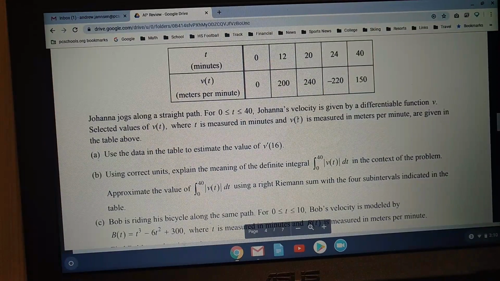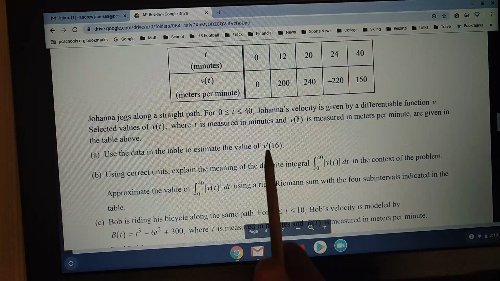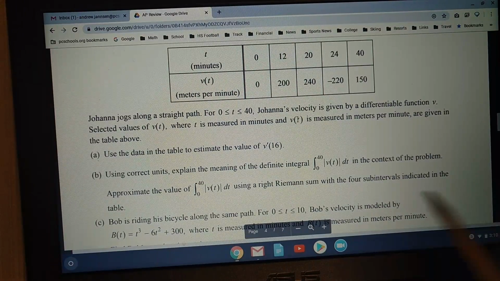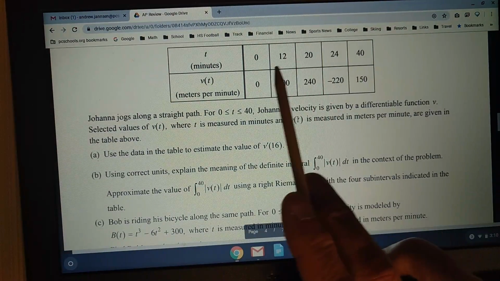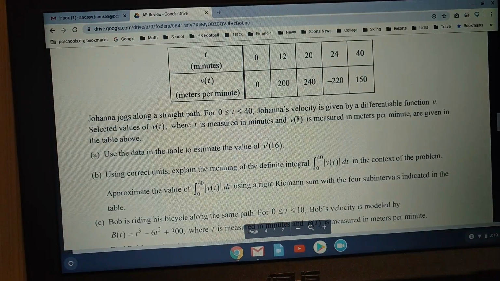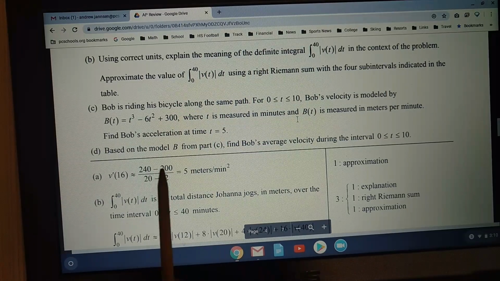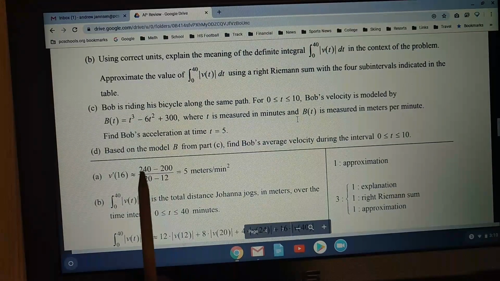They want the derivative of v, we want the derivative of v at 16. So we have to find the slope there. So at 16, halfway between 12 and 20, change in y, 40, over change in x, 8. So if we have that 40, we have the setup.